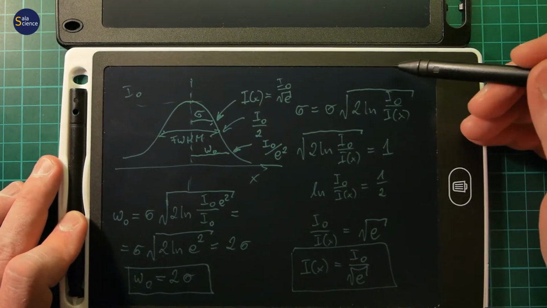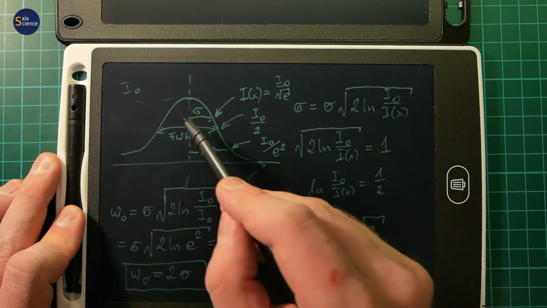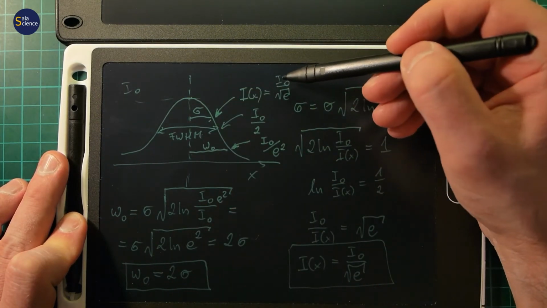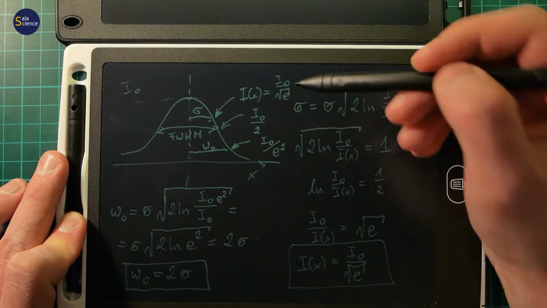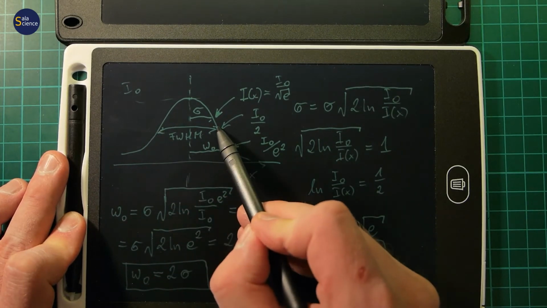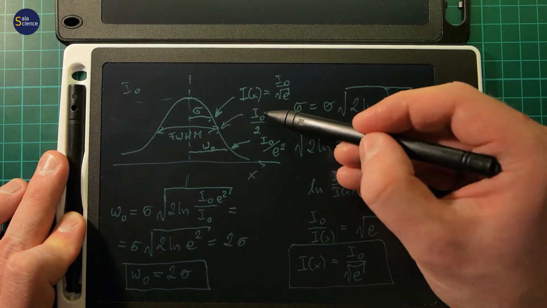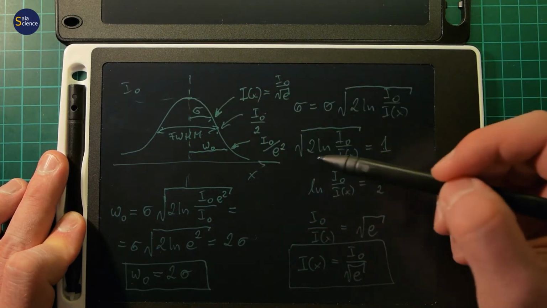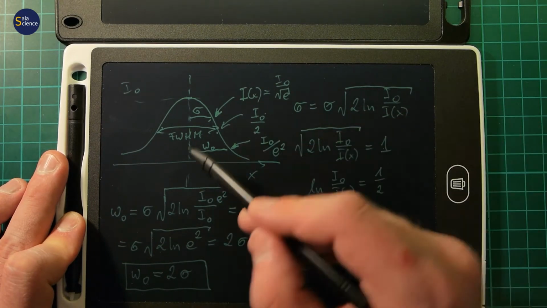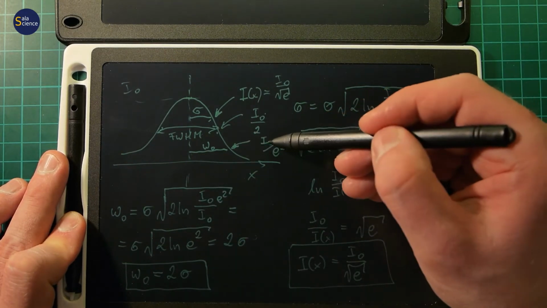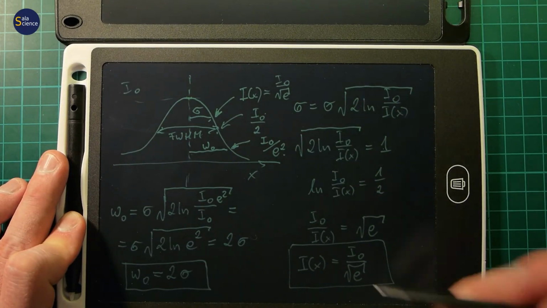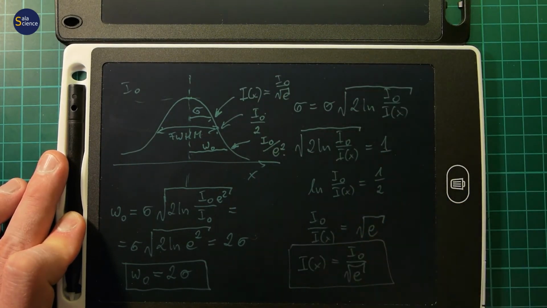So let's summarize. We have sigma, this Gaussian sigma, which appears at the intensity I naught over square root of e. We have the full width at half maximum, which is the full width of the profile at the intensity which is half of the maximum intensity, and we have W naught, the width, which appears for the intensity which is e to the power of 2 times lower than the maximum intensity.